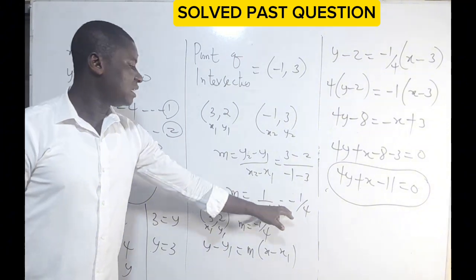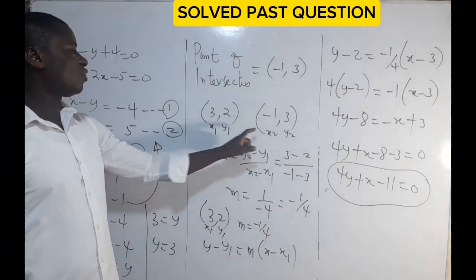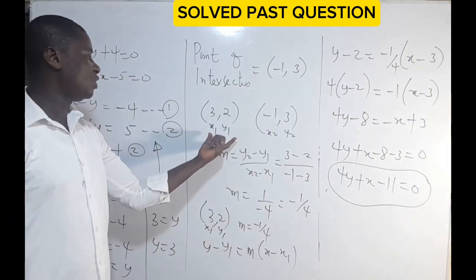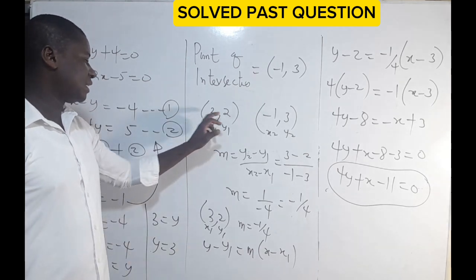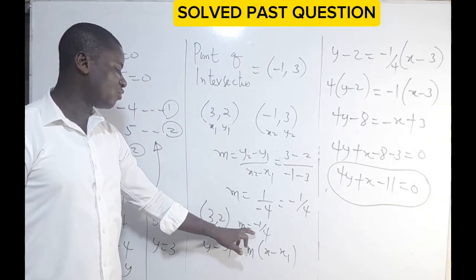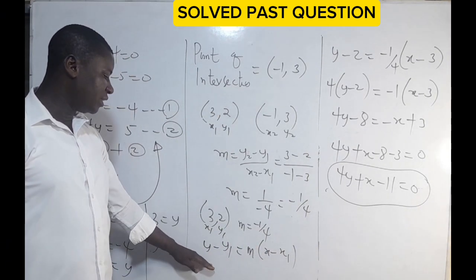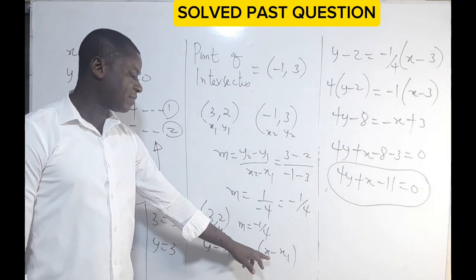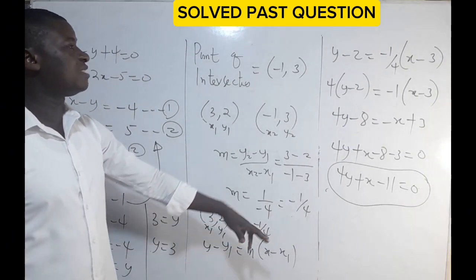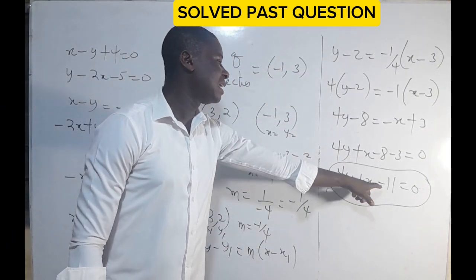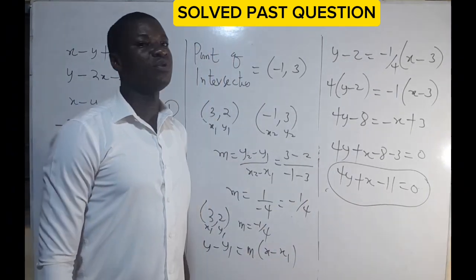Then the gradient together with any of the points, either this or this, can give us the same equation. But we took the first point, that is 3, 2. So 3, 2 together with m equals minus 1 over 4. With this relation, y minus y1 equals m times x minus x1. By substitution and simplifying, we have 4y plus x minus 11 equals 0. This will be the equation of that particular line.